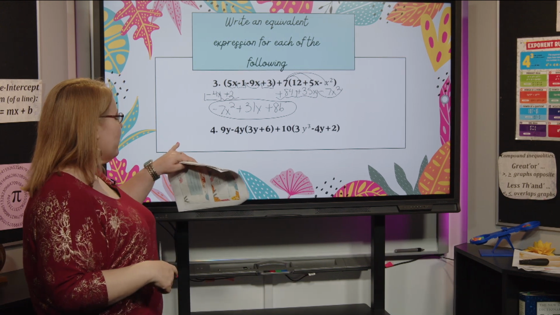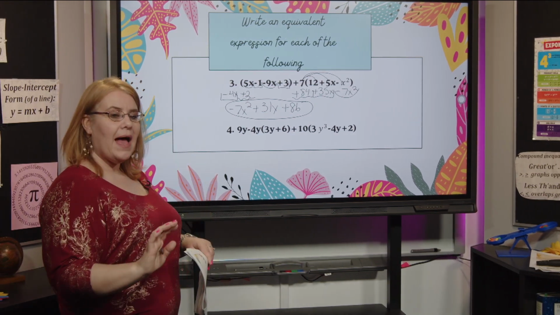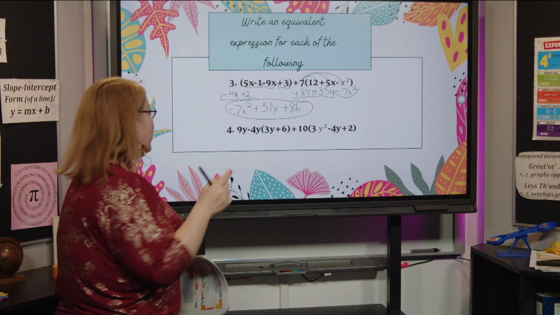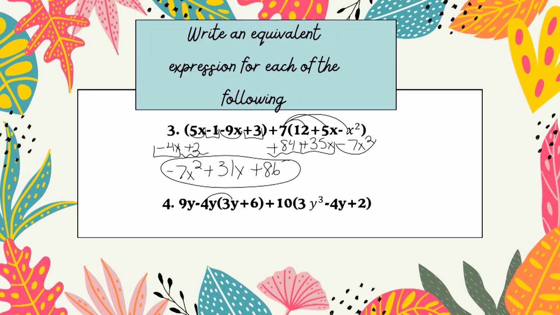All right, so let's look at number 4. Watch me as I work. Make sure I am distributing correctly. So here we go. I'm going to distribute here. I'm going to distribute here. So negative 4y times 3y is going to give me a negative 12y squared. Negative 4y times a positive 6 gives me negative 24. Got to make sure we get those positive and negatives correctly. So it's going to be a negative 24y.